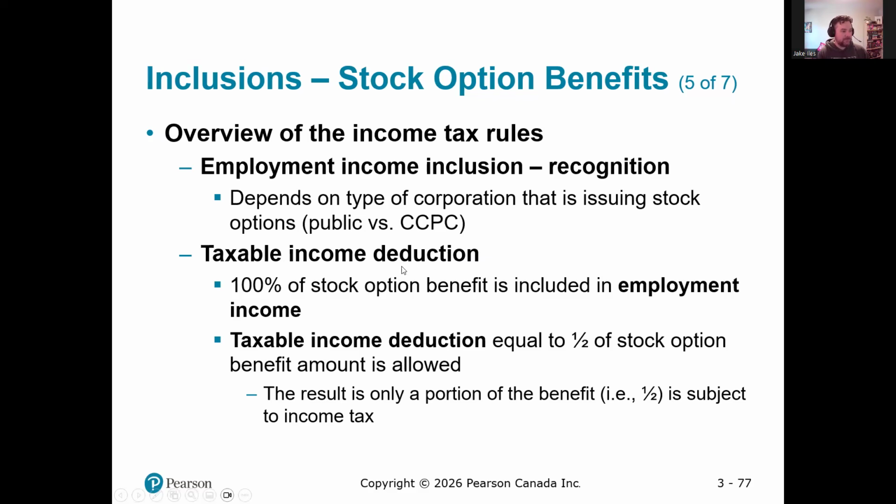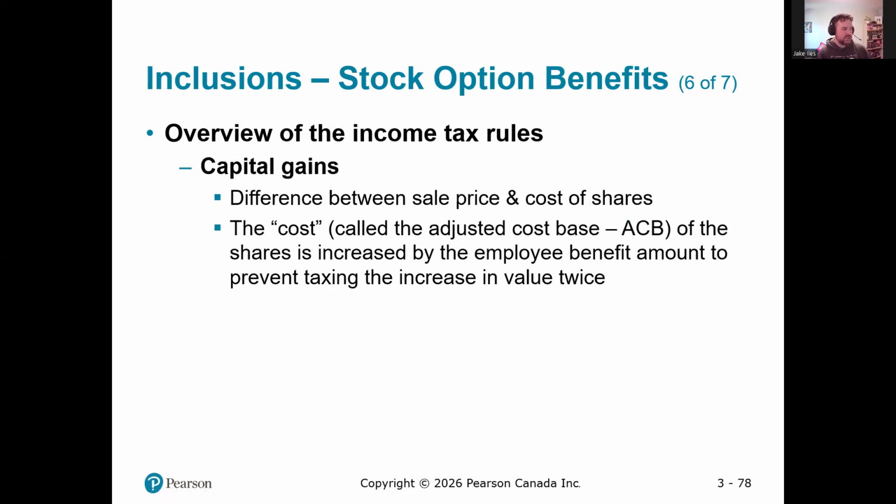Taxable income deduction. The stock option benefit is 100% included in employment income. The taxable income deduction equals half the stock option benefit, and the result is that only a portion of the benefit is subject to income tax. So stock option benefits are 100% included in income, but you can deduct half, 50%, under certain circumstances.